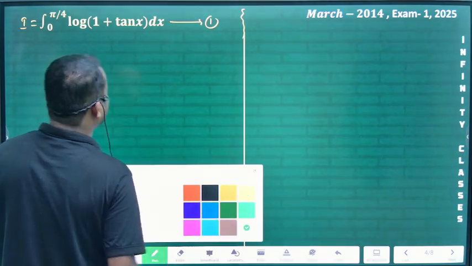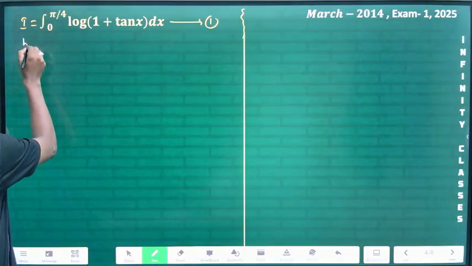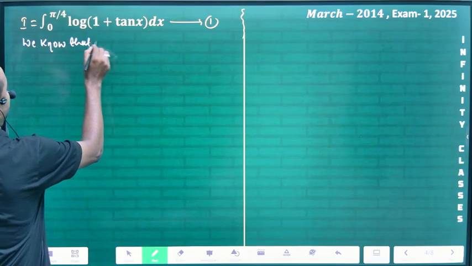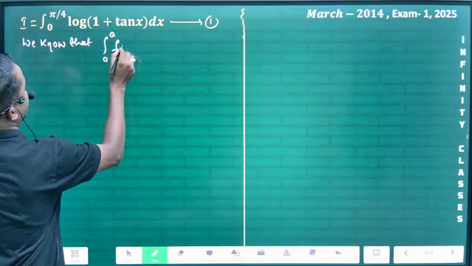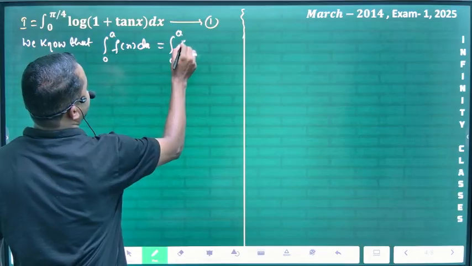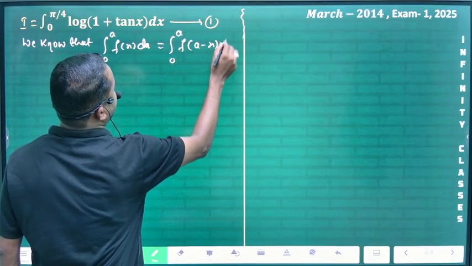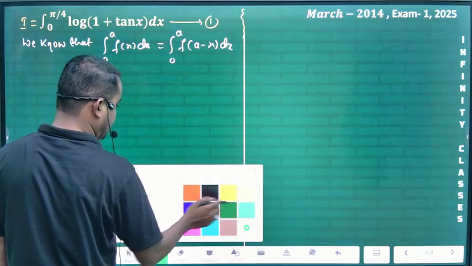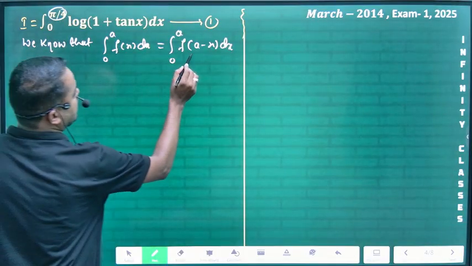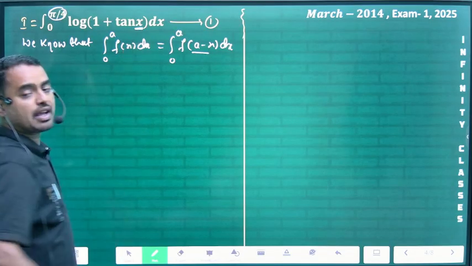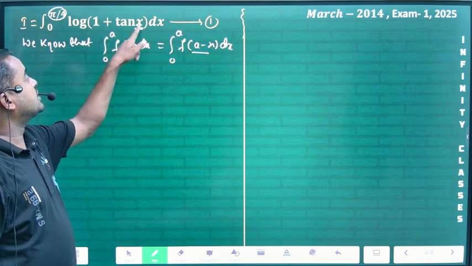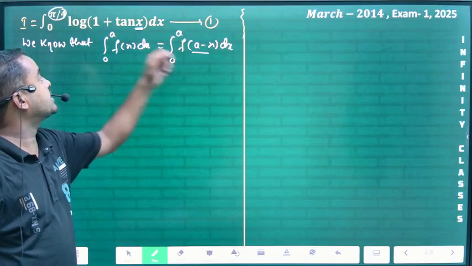See here, we know the property, we just proved it. We know that integration of 0 to a f of x dx is equal to integration of 0 to a f of a minus x dx. Now applying this property here, what is the value of a? a is 5 by 4. Wherever x is there, we have to apply a minus x. For this step, x changes to 5 by 4 minus x, because a is 5 by 4.